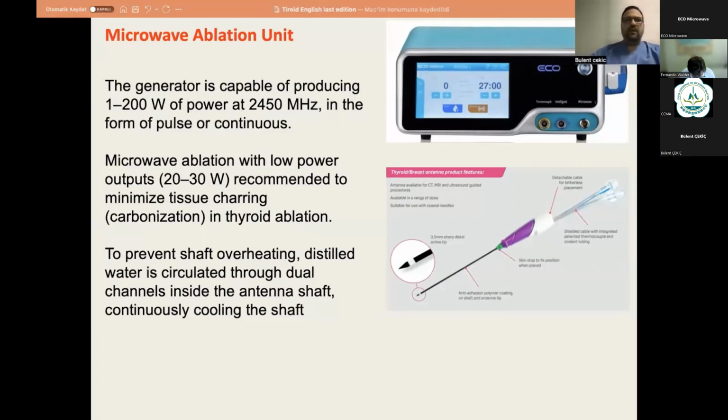Energy. And to prevent shaft overheating, saline water is circulated through the dual channels inside the antenna shaft, and we use a cooling shaft.